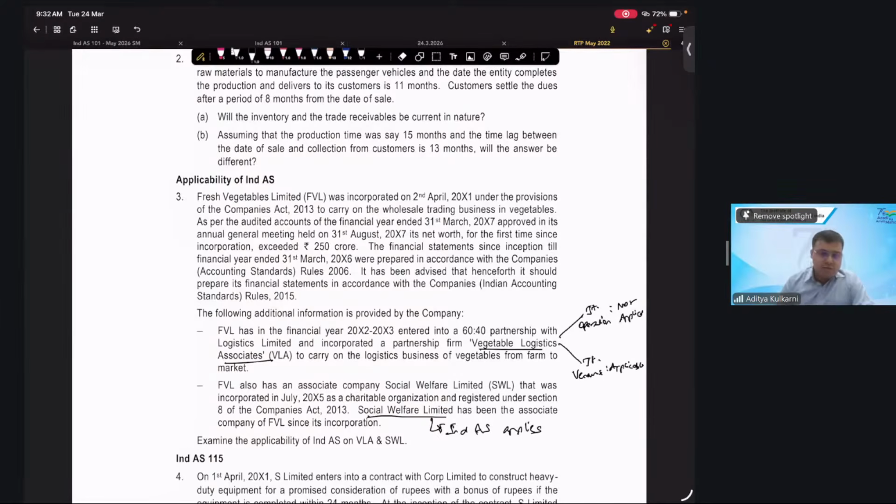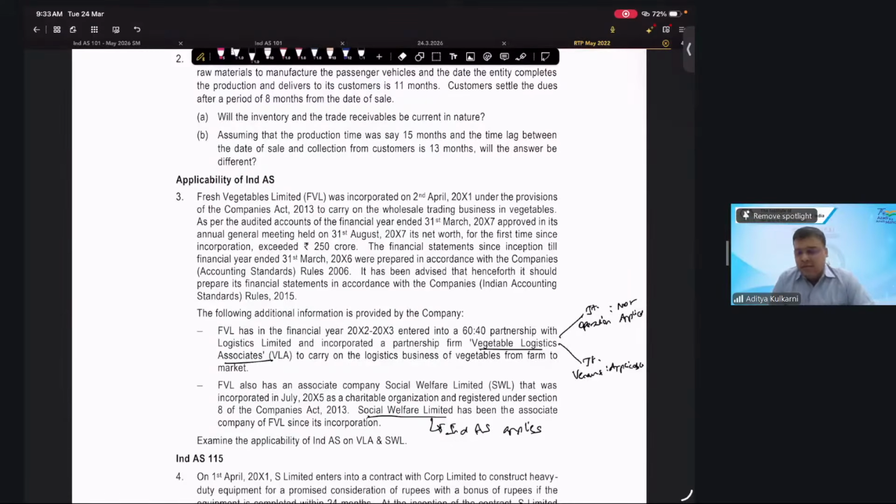You are aware of the difference between a joint operation and a joint venture? Yes, sir. So let me know what is the difference. For a joint venture, they will follow the equity method of accounting. And a joint operation is like two parties carrying on operations together.